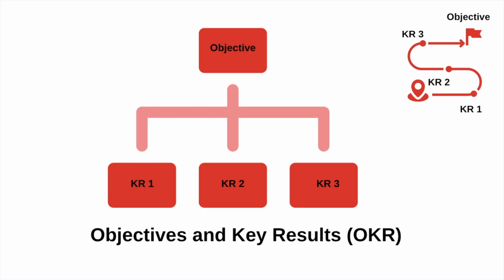Now, the key results are your GPS markers or milestones. They are quantitative, aggressive, and time-bound. They are the measurable proof that you're getting to your destination. If it doesn't have a number, it's not a key result.